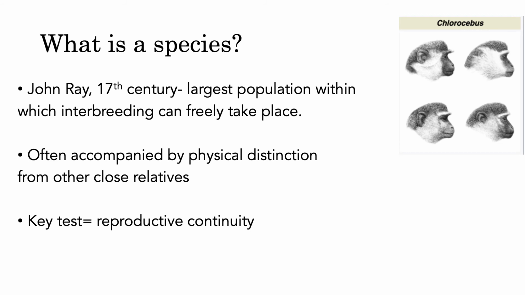Horses and donkeys can have babies, but they are considered separate species because their offspring cannot reproduce. Neanderthals and humans are considered to be separate species, but they interbred and their offspring were clearly able to reproduce. Needless to say, it gets complicated.